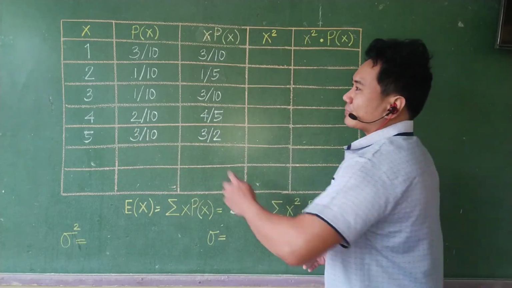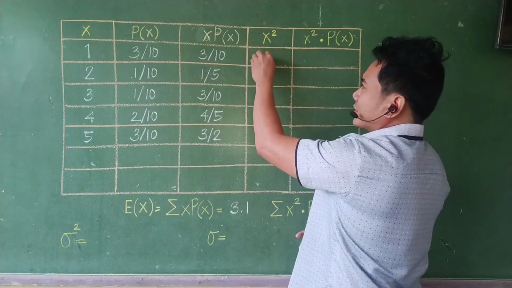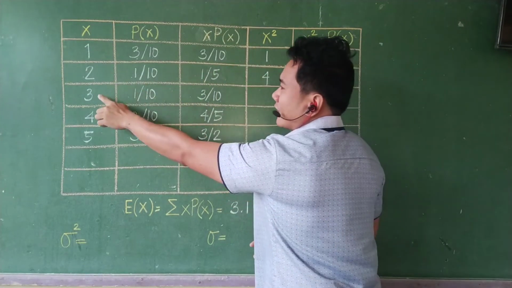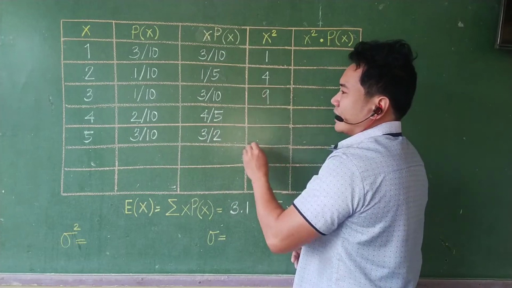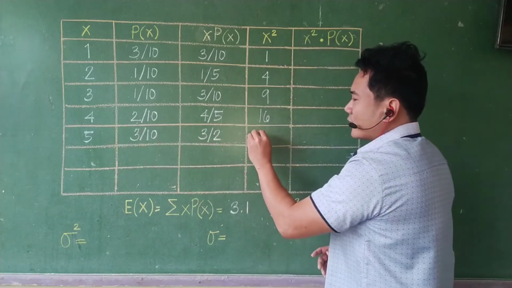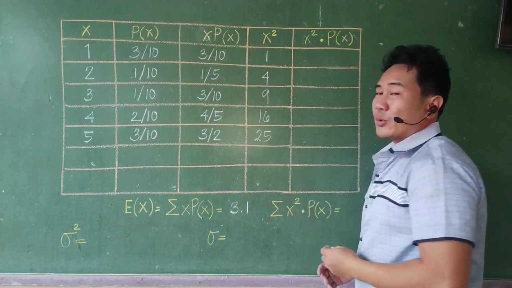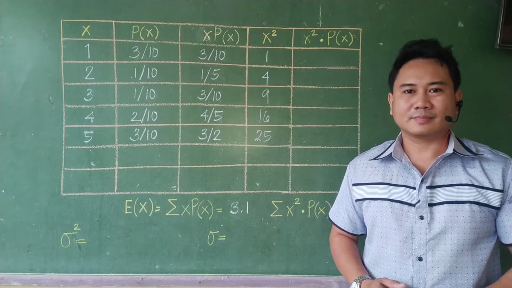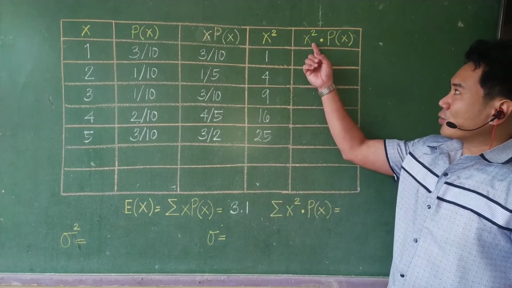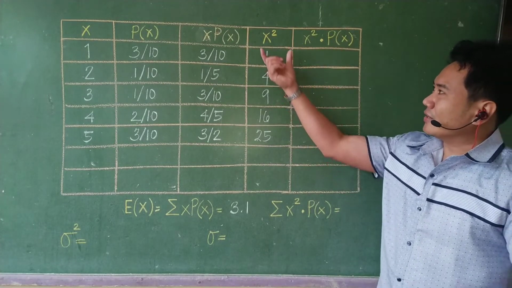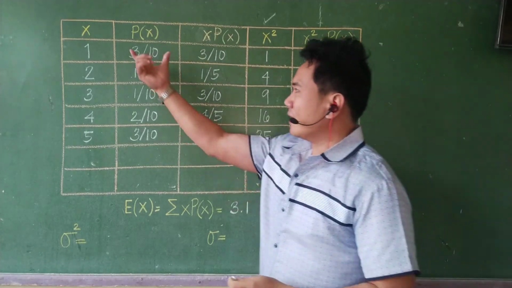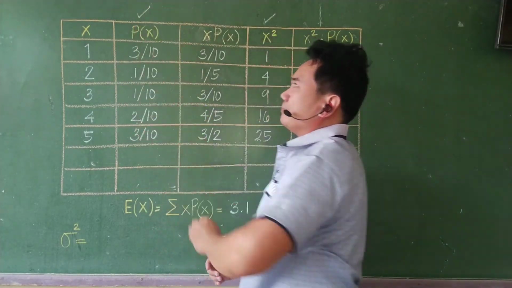Let us begin. 1 squared is 1. 2 squared, 4. 3 squared is 9. 4 squared, 16. And 5 squared, 25. On our last column, we are going to multiply x squared and p of x. This is our x squared column, and we will multiply it with the p of x column.